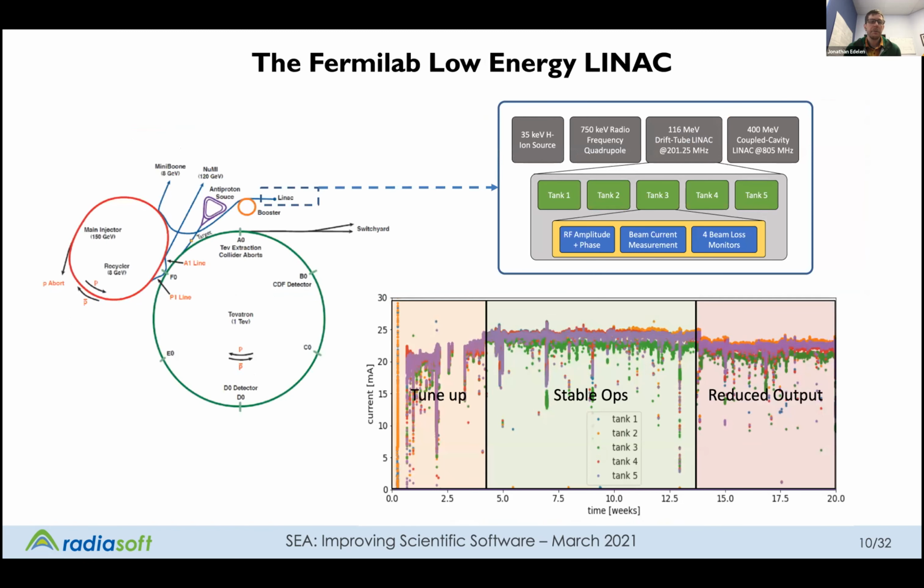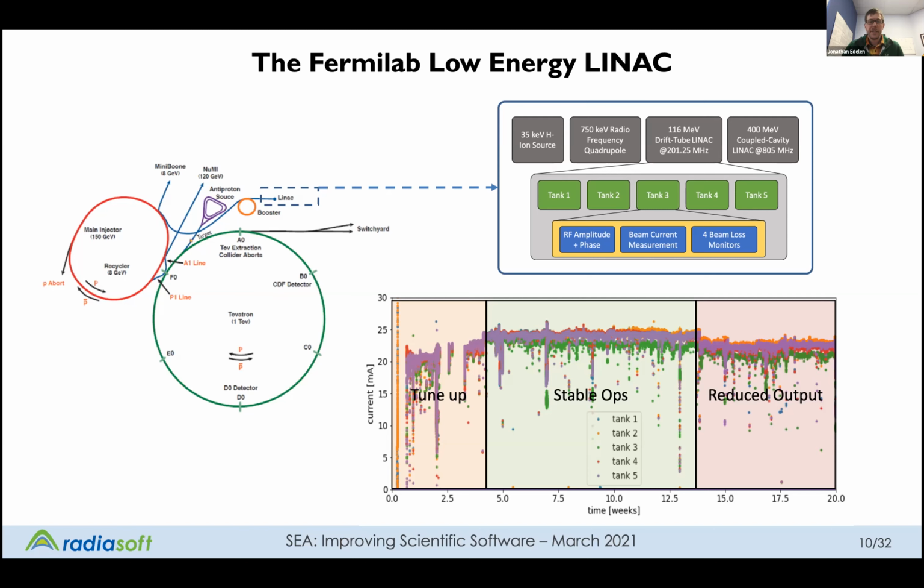Okay, so the Fermilab LINAC case study is focused on understanding the root cause. It's a root cause analysis problem for this particular data set. The LINAC itself is broken down into 4 accelerating stages. There's the ion source where the H- beam is generated, and then that's accelerated and bunched with what's called the radio frequency quadrupole. And then there's what's called the drift tube LINAC, which accelerates it. That's the first stage of acceleration that gets it to about 100 MeV or so.